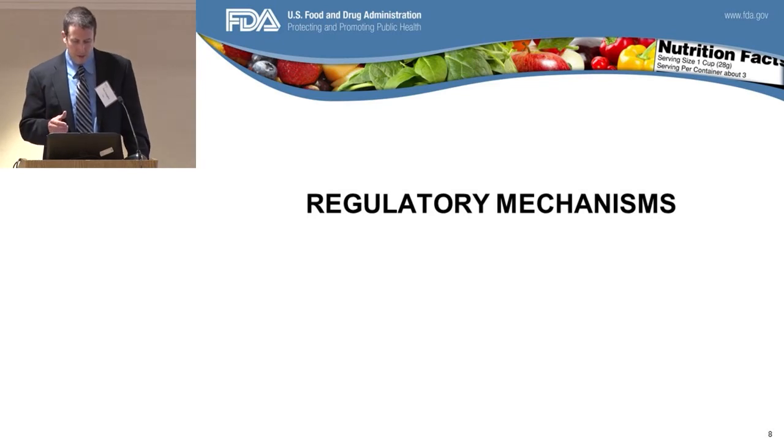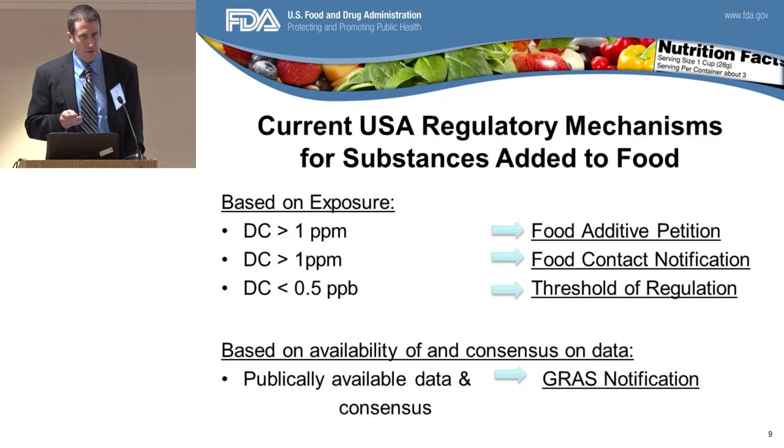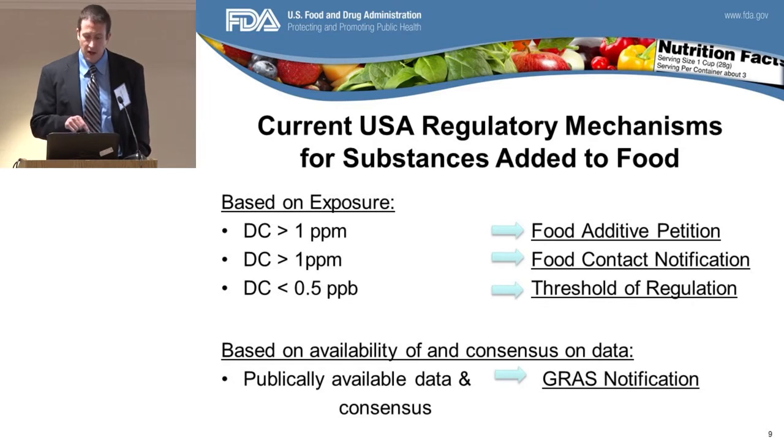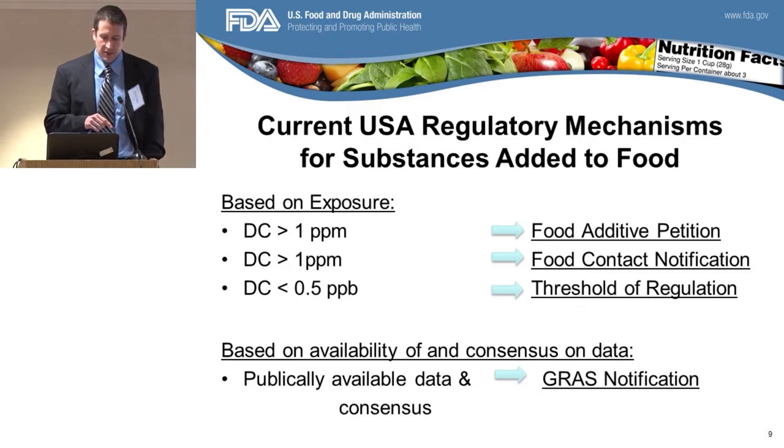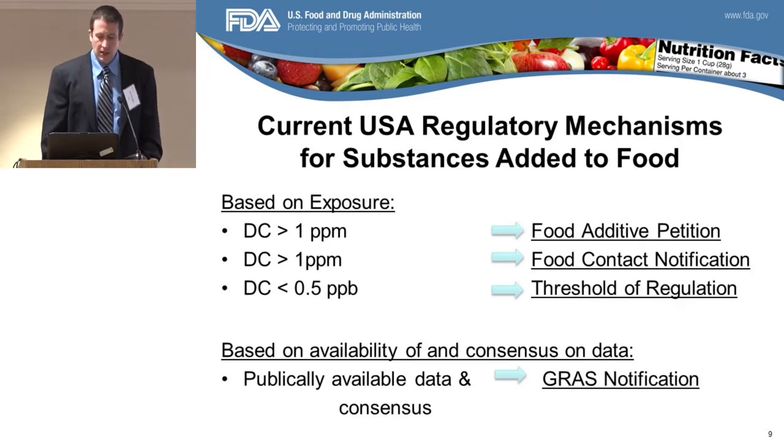So if we look at regulatory mechanisms for substances that are added to food, if you're talking about food additives that are used in food packaging that are not intended to have a technical effect on the food, most of those requirements as to which regulatory mechanism is available is based on exposure. So if your exposure results in a dietary concentration that's less than 0.5 parts per billion, you can submit a threshold of regulation exemption request to the agency. You can utilize that mechanism.